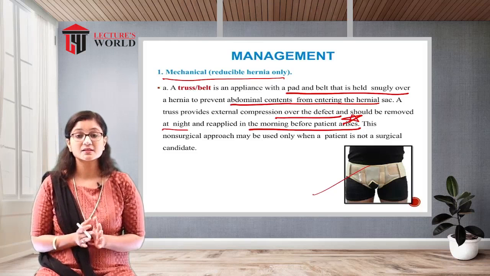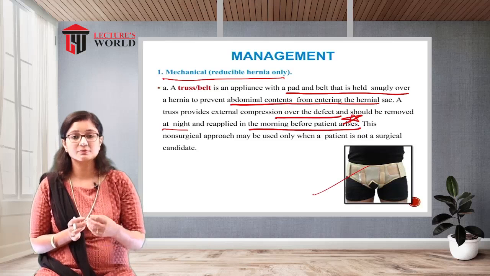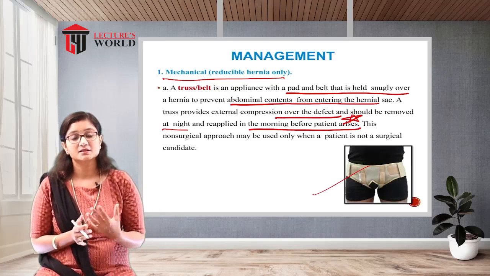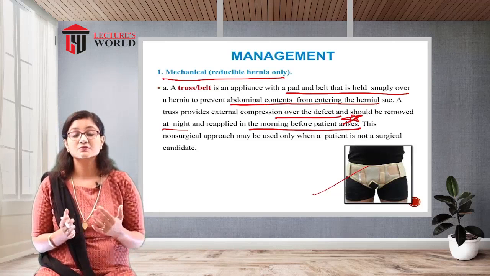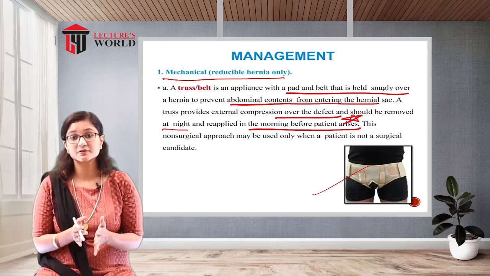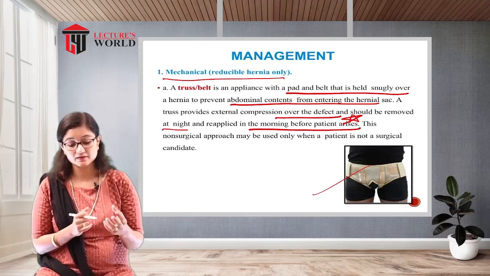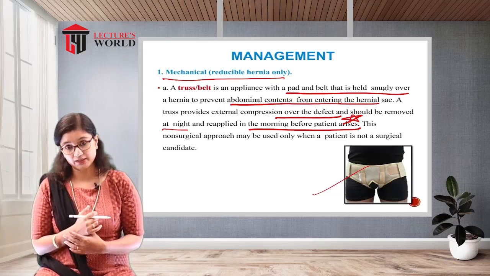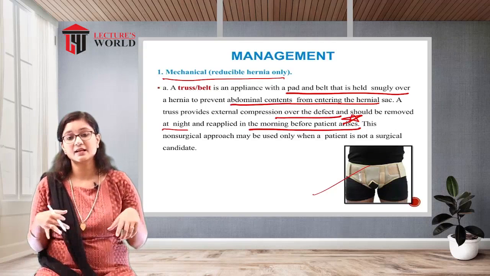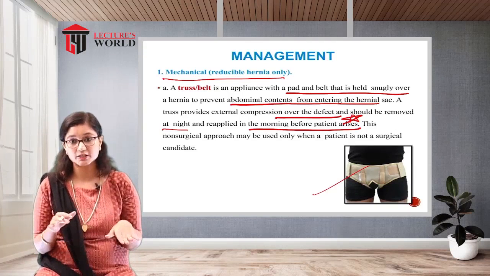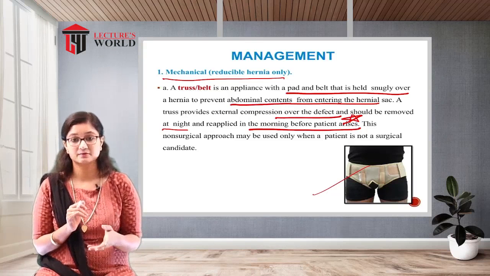What you mean by this is that some patients will not be preferred for surgery, maybe because he is aged 60, 65, or 70 years old. The physician doesn't want to take him for surgery. Then this procedure will be done for him. That is, a belt will be applied. And a very important thing, as it has been said, it has to be applied when he is lying down in a supine position, and he has to remove it at night before sleeping.